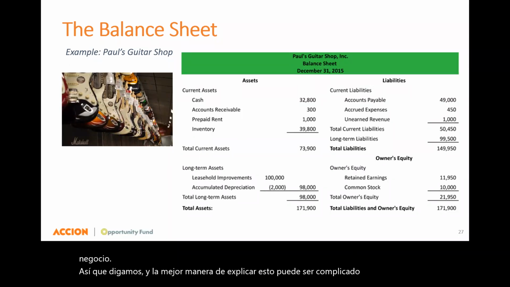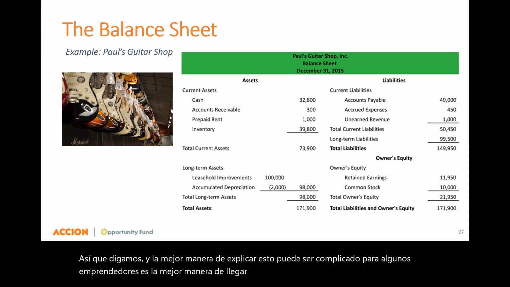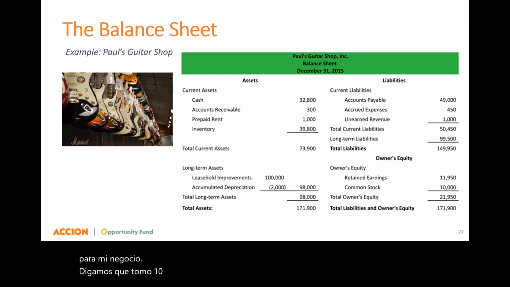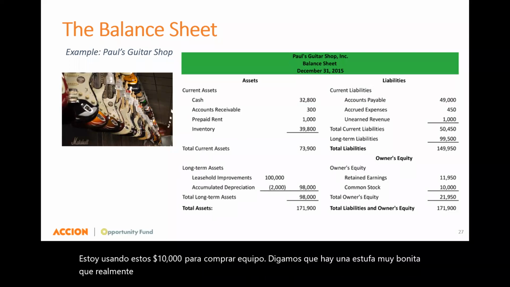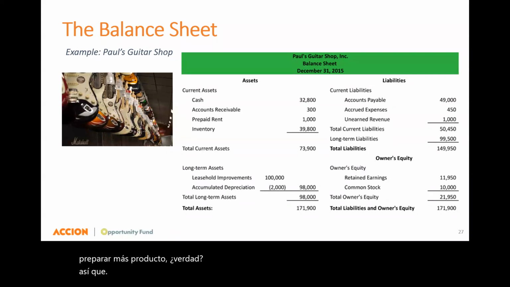The best way to explain this, because it can be complicated to some entrepreneurs, is this. Let's say that I take a loan out for my business. Say I take a $10,000 loan, and I'm using this $10,000 to buy equipment. Let's say there's this really nice stove that I really want for my commercial kitchen, and it is going to really help me prepare more product, right?